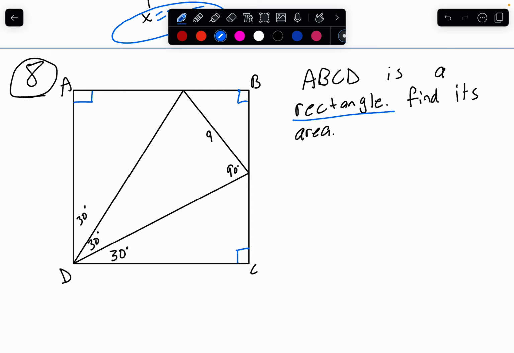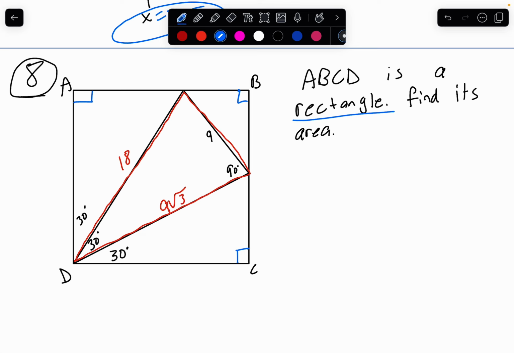Let's go. There's 3 30-degree angles in this picture. In this triangle here, we have enough information to find the 2 missing sides. We have the side across from 30, that's the short leg. So the hypotenuse would be times 2, 18. And the long leg would be times the square root of 3, so that'd be 9 root 3.